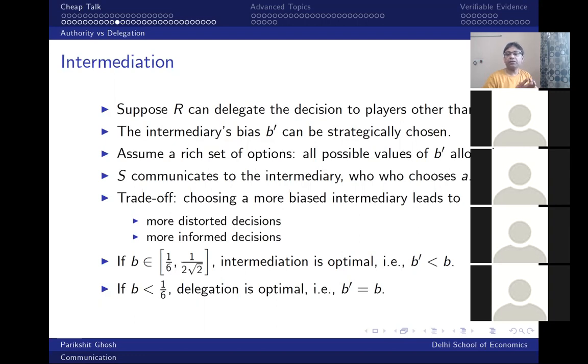Okay, so far we have been only talking about two ex-ante commitment options. One is to not commit to anything. So the receiver says, you give me a cheap talk message, I'll make the decision. Or he totally and completely delegates to the sender. He says, okay, sender, you decide what action should be chosen. A third possibility is delegation.